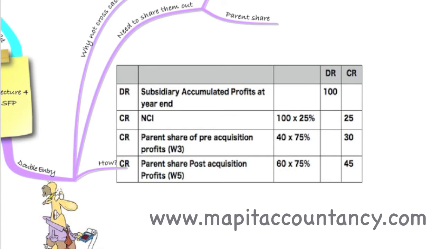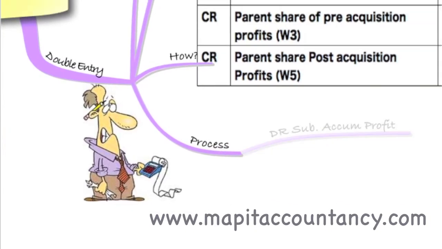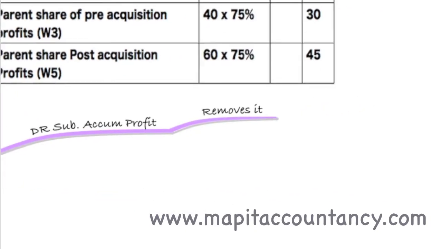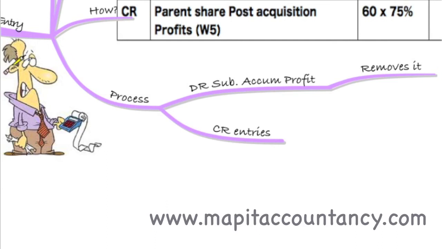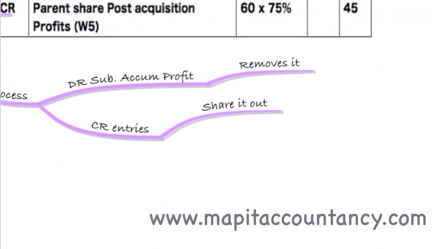So that's how the double entry occurs. We remove the subsidiary's accumulated profit by debiting the accumulated profit account. We then credit the NCI with their share. We then credit the parent's share of pre-acquisition profits, that's done in working 3. And we credit the parent's share of post-acquisition profits done in working 5. So as we said, debit subsidiary's accumulated profit to remove it. The credit entries will be to share it out.